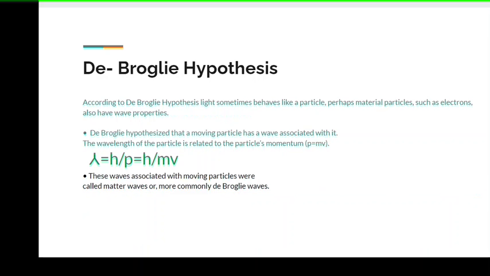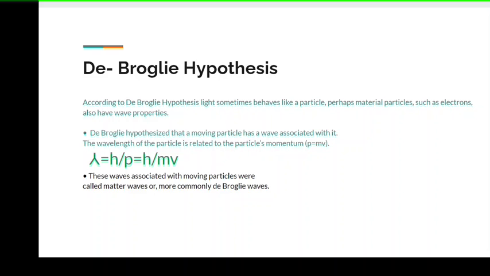Now we'll see the de Broglie hypothesis. According to the de Broglie hypothesis, light sometimes behaves as a particle and sometimes as a wave. Perhaps material particles such as electrons also have wave properties. So de Broglie hypothesized that a moving particle has a wave associated with it, and the wavelength of the particle is related to the particle's momentum.